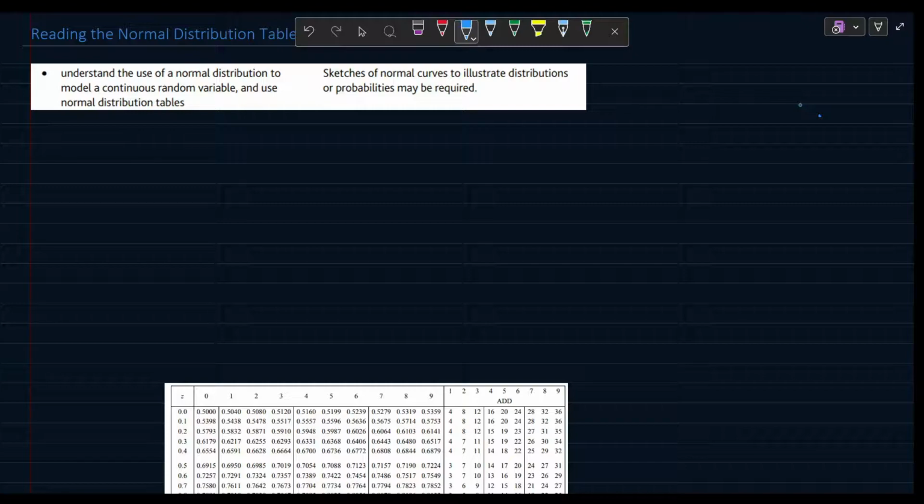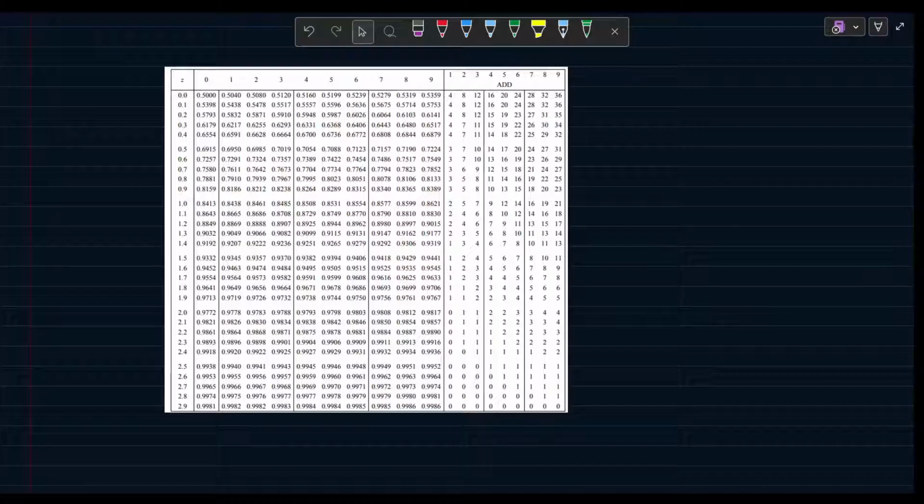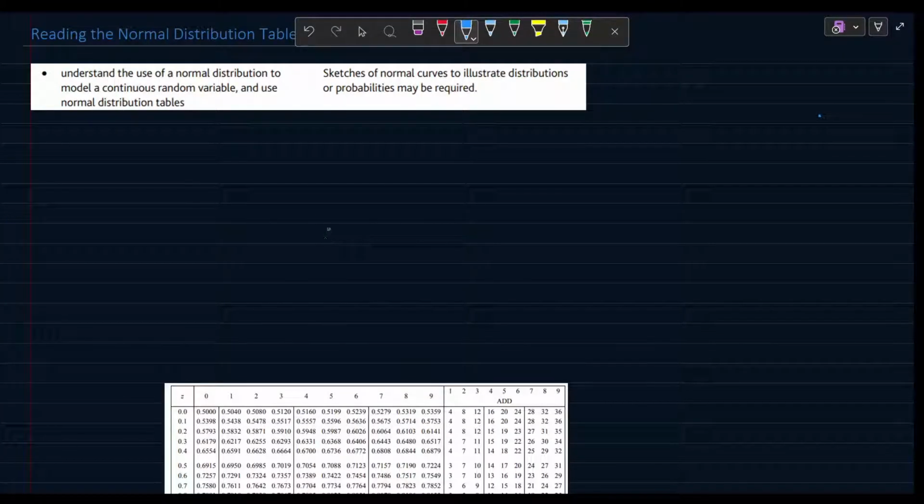Alright, in this video we're going to learn how to use our normal distribution tables to read off the probabilities of our Z values. Below here I've got an image of the standard normal distribution table. In the previous video we talked about how we convert our probabilities from our random variable X to the standard normal distribution. Z follows a normal distribution with mean 0 and standard deviation 1, or variance 1.